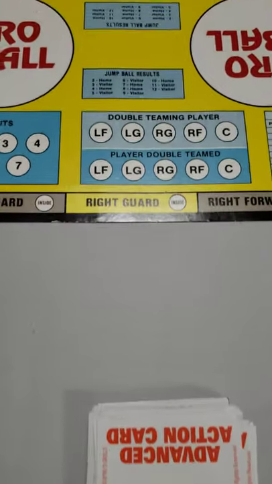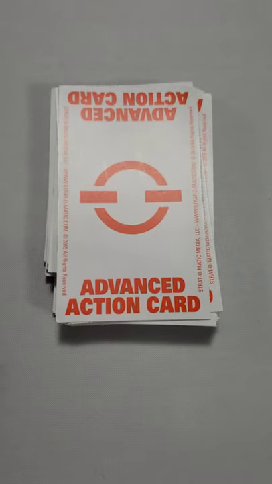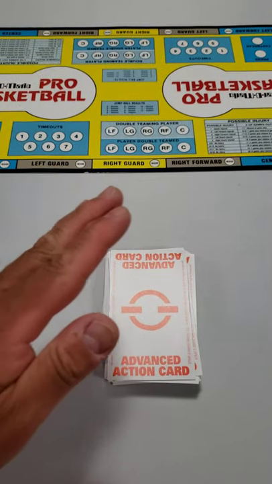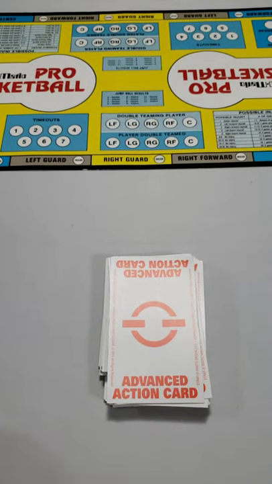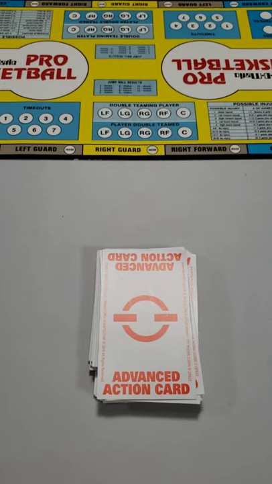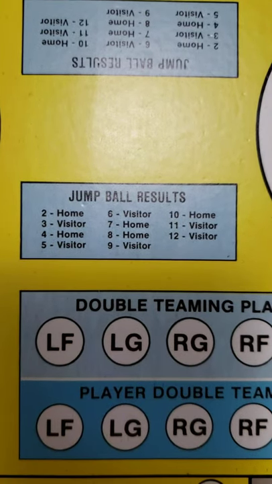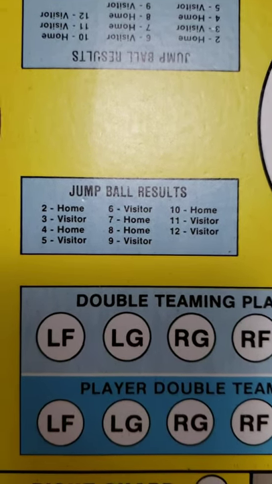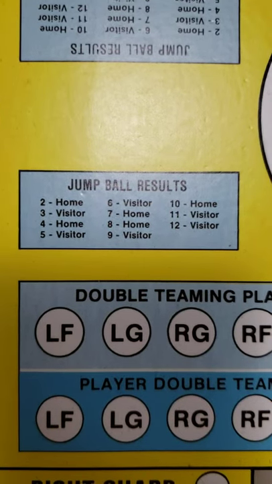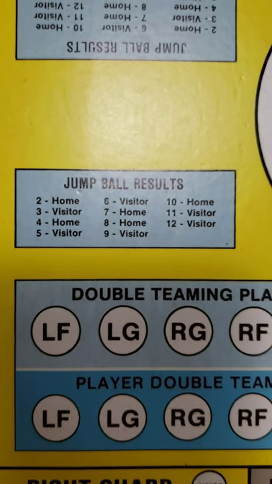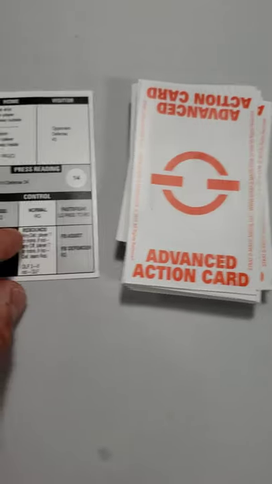So basically, what's going to happen is after you get the deck going and you have your player cards set out into your positions, you're going to roll two six-sided dice. And those dice, when you roll them, are going to tell you the jump ball results. So let's just say you roll two six-sided dice and you get an 11. You know that the visiting team has won the tip and they have the ball. So in this scenario, the visiting team has the ball, and you're automatically going to flip your first card.